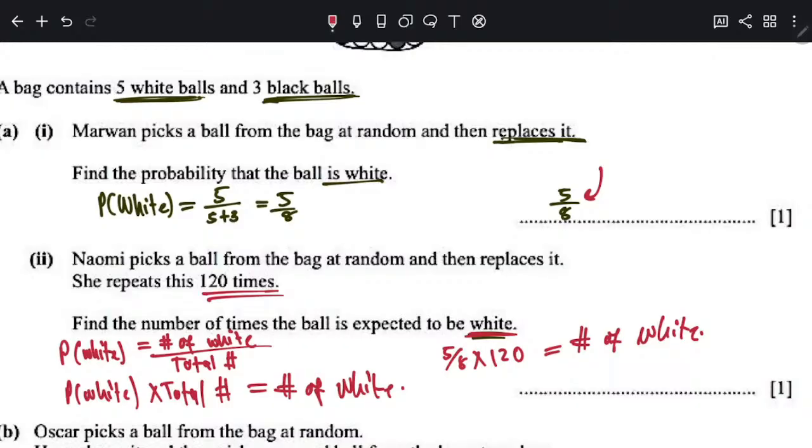This is going to be what? You can now punch in the calculator. You say 5 times 120, then you say divided by 8. 75. So 75 is equal to the number of whites. You just write 75. We say to you, well done.